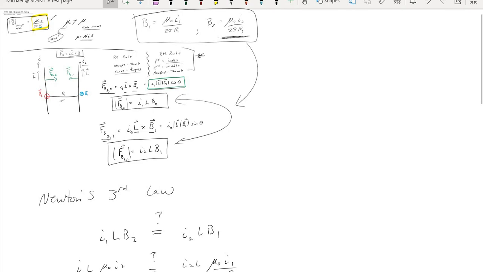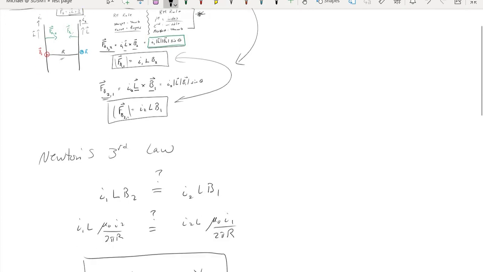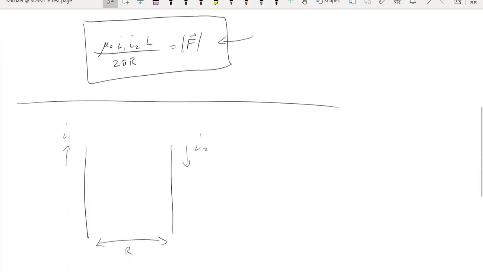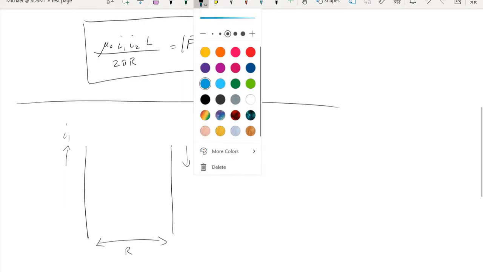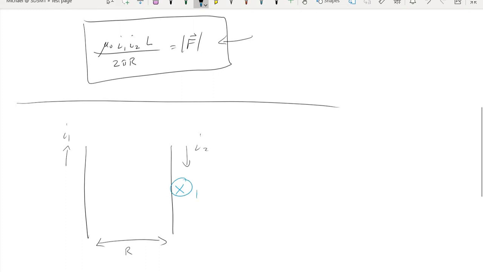Is flipping current 2 over going to change the magnitudes of either magnetic field? And the answer should be no. The magnitudes of the magnetic fields that each wire produces are still going to be the same as what they were before. The only difference is what direction those fields are going to point. Now, wire 1, we haven't done anything to change wire 1, and so we should still see wire 1 with its magnetic field oriented into the page. So that's not going to change.